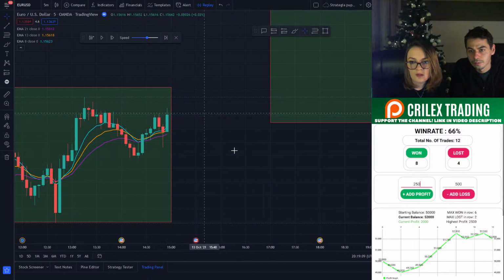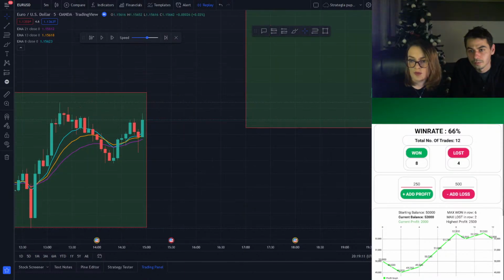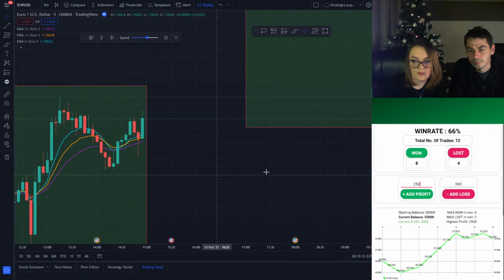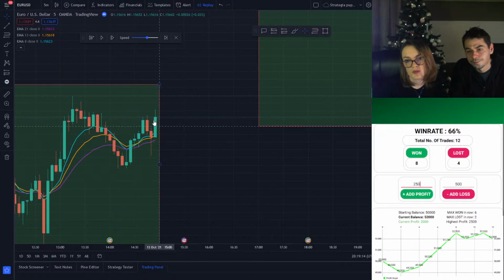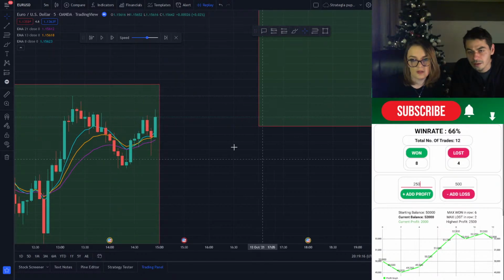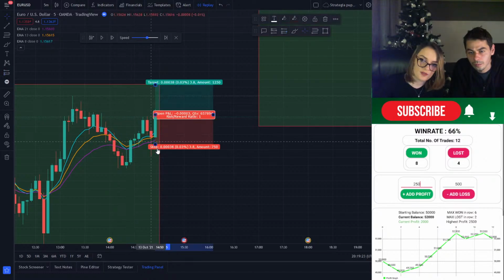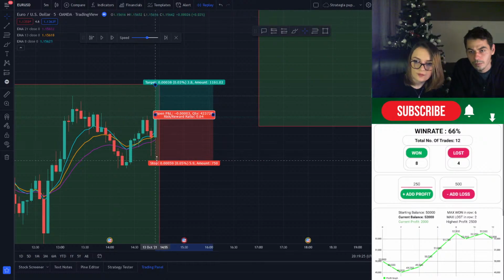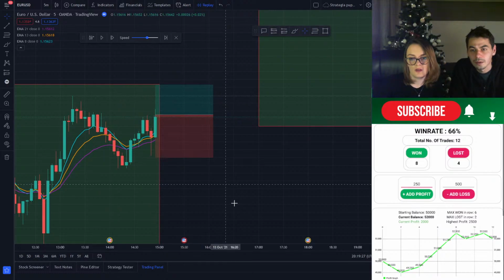Now what about this one? I think this should be a valid entry. Yeah, this is a valid entry. Okay, I don't really like when these EMAs are just like this, but I like that rejection, that wick there.